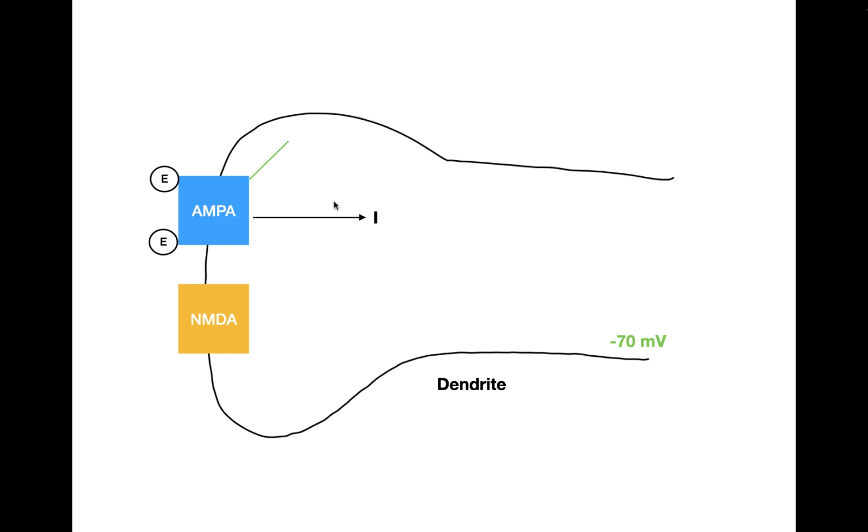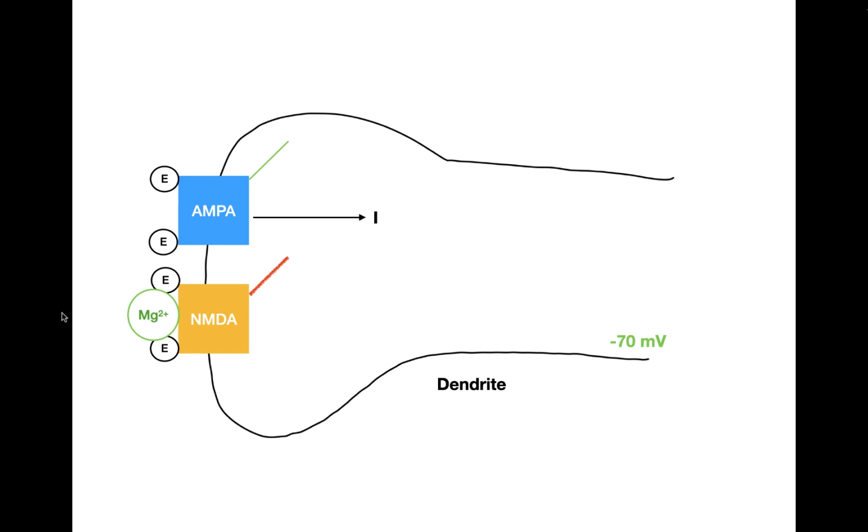Now, what happens when the glutamate binds to the NMDA receptor? So when glutamate binds to the NMDA receptor, what happens is that the NMDA receptor will open. However, no current will flow through it at this membrane potential. And the reason why has to do with the magnesium block.